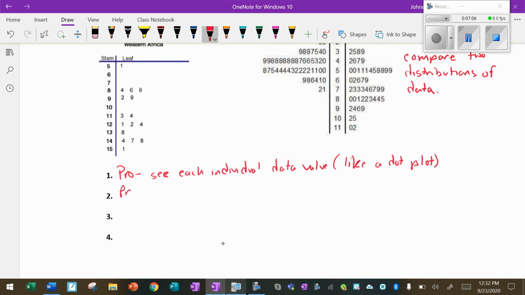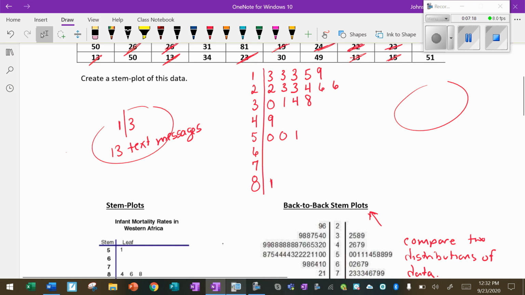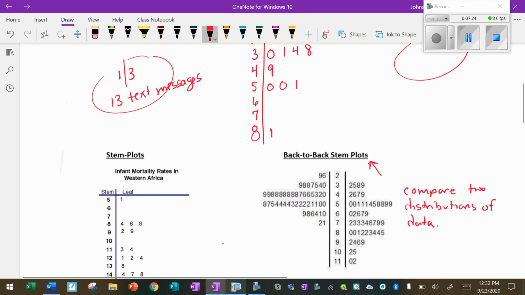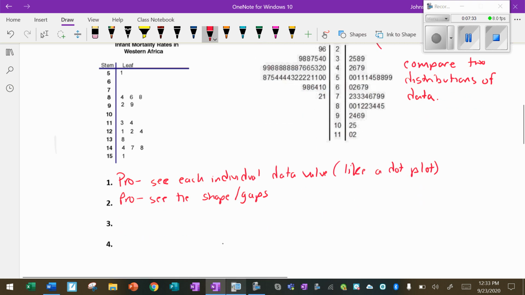Another pro, you can see the shape, and specifically gaps. If you look at our example, we have a big gap here all the way from the 51 to the 81. That's a pretty significant gap of 30 units. If you look at this example here, we have a little space. I would call that a space. We have a gap there.